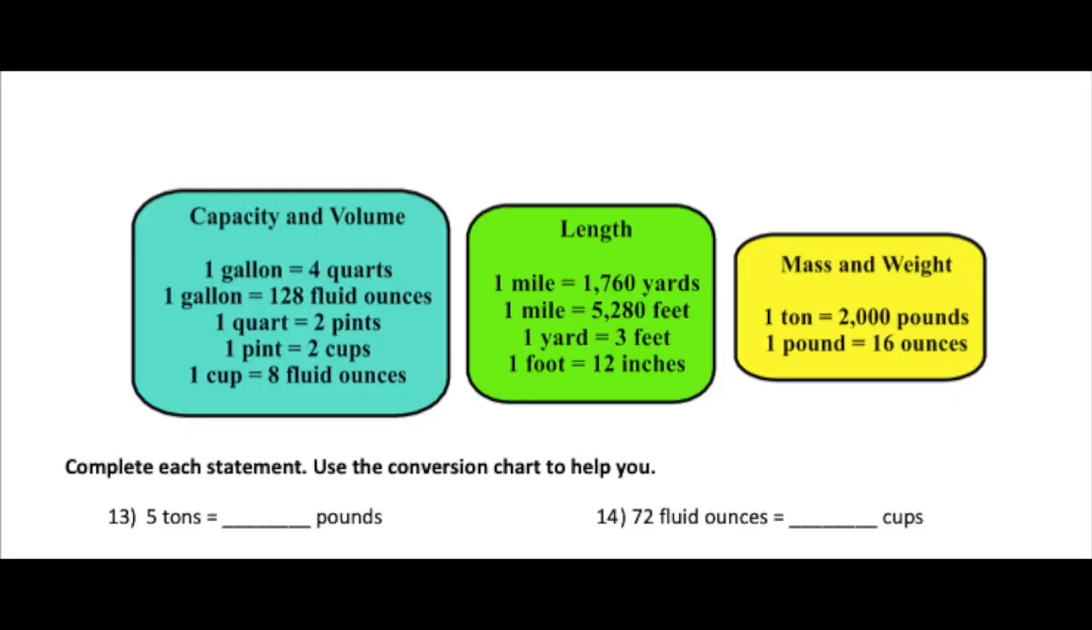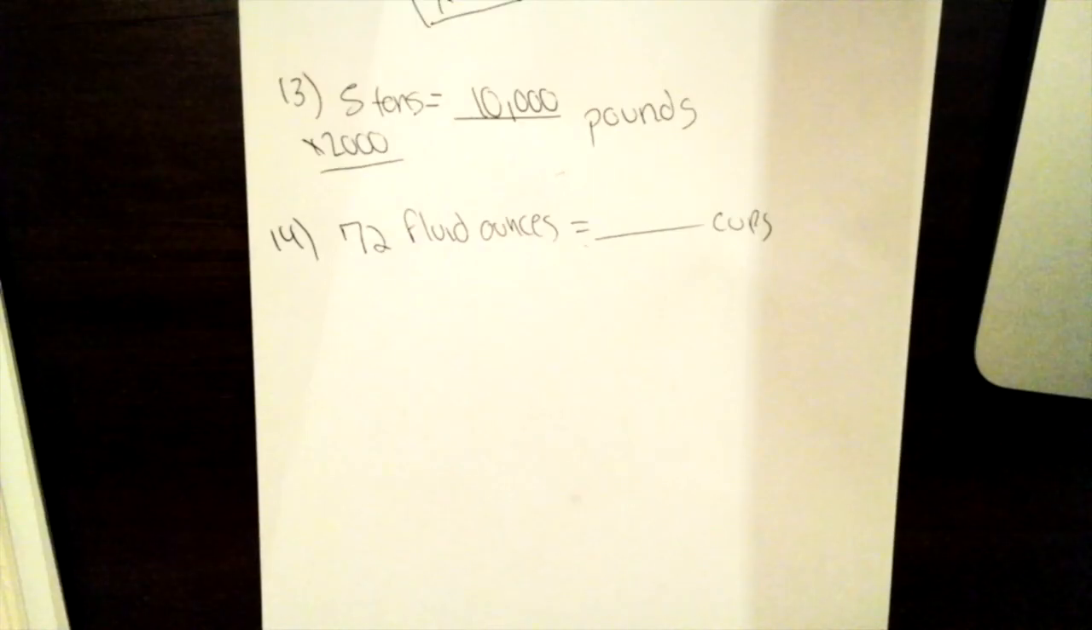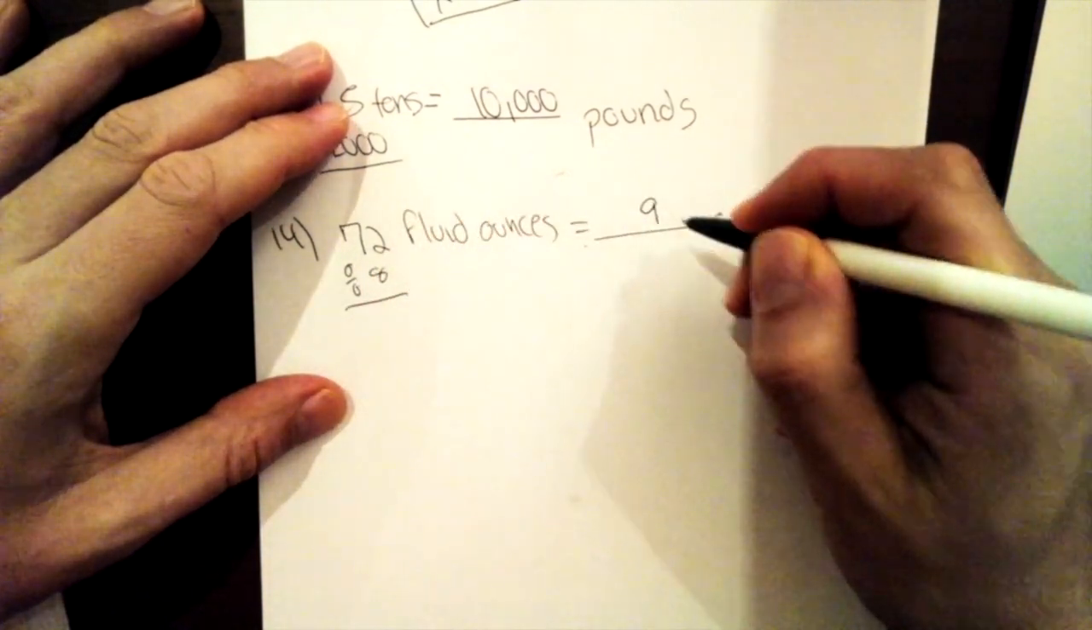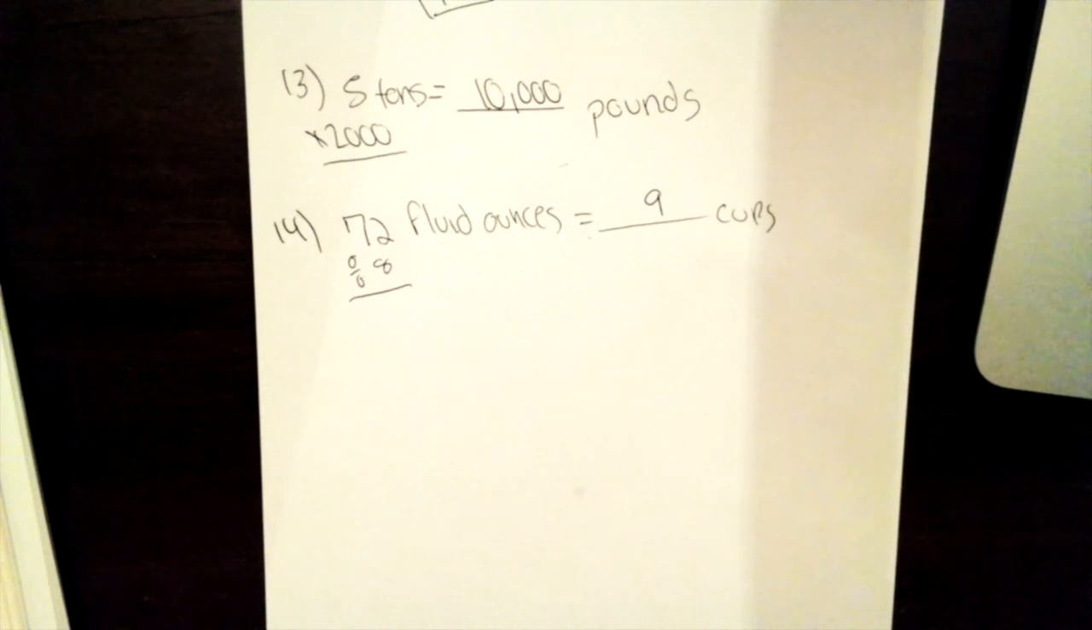Look at number 14. So we have 72 fluid ounces, and we're trying to figure out how many cups are in 72 fluid ounces. All right, so if you take a look back at that chart in your notebook, you can see that 1 cup equals 8 fluid ounces. So to figure out how many cups are in 72 fluid ounces, you simply just divide by the number of fluid ounces, which is 8. So you can just divide 72 by 8, and that's going to get us 9 cups.